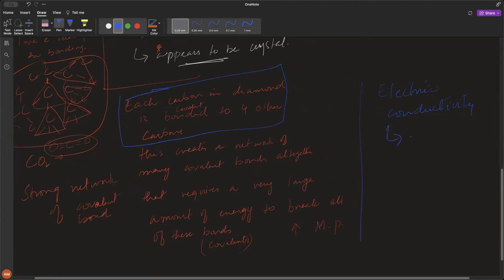Electric conductivity. We have already discussed that electric conductivity actually depends upon moving particles, right? If you need to conduct electricity, you need to have moving particles, and those moving particles can be either electrons or ions. You get it? They need to be electrons or ions. Diamond does not have any of them.